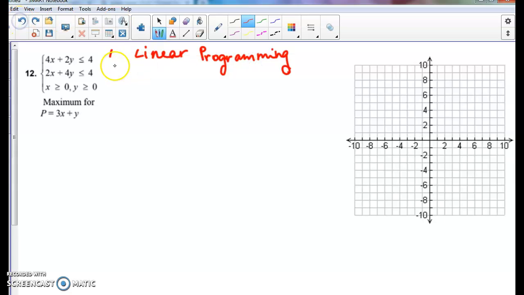of our practice work from Monday. There we go. So, first thing we have to do is take each and every single one of our inequalities here, our constraints, and get them in slope intercept form.